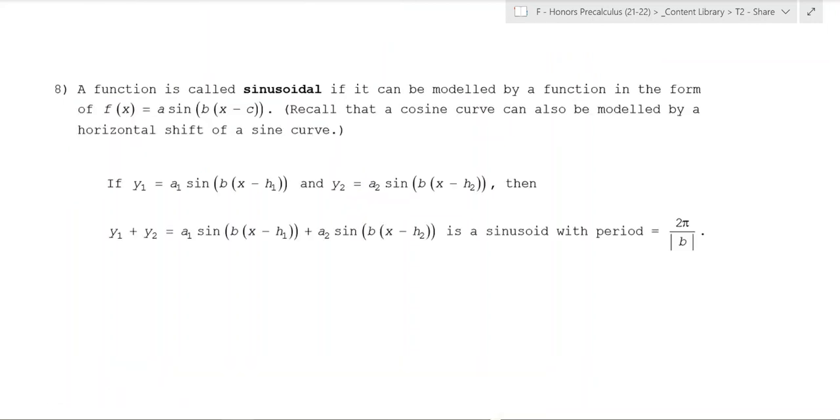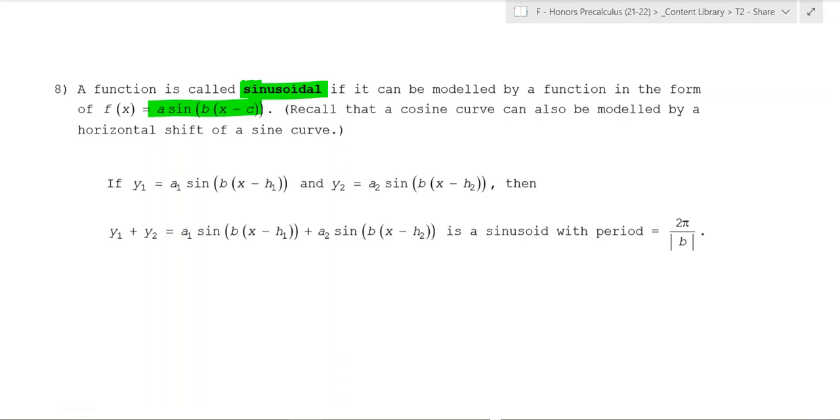So then you have a definition at the end: a function is called sinusoidal if it can be modeled by a function of the form a sine of b x minus c. We've worked with that definition before. A cosine curve can also be modeled by a horizontal shift of the sine curve. So you can model all sine functions with cosine and vice versa. So we just pick sinusoidal as our base. On your calculator, you'll see sine reg. So sine is the base trig function we use.